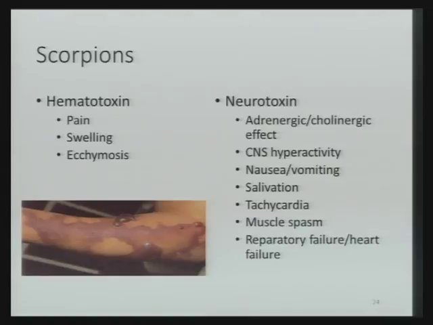The toxin could be divided into two kinds of toxin. Hematotoxin, which is toxic to your blood system, and neurotoxin, which will hurt your central nervous system. So hematotoxin, it could be pain, swelling, ecchymosis. Ecchymosis is an excessive area of bleeding, like a patch of bleeding underneath your skin. For neurotoxin, you should know this. The patient could have mixed symptoms of adrenergic and cholinergic at the same time. So they could even have CNS hyperactivity, agitation, nausea, vomiting, and they could also have salivation or tachycardia or muscle spasm.